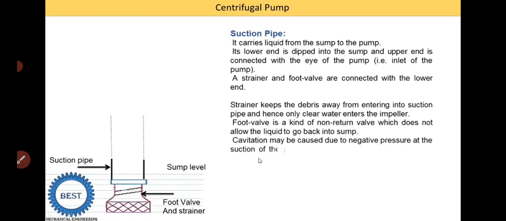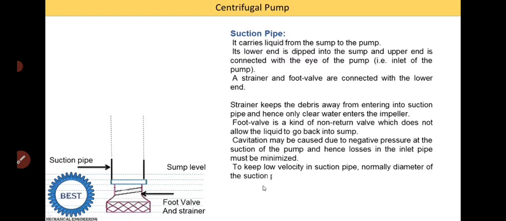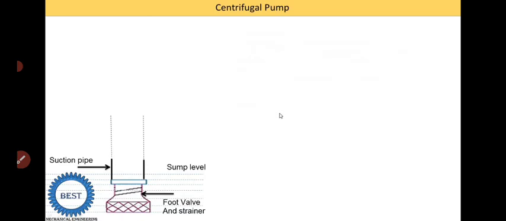Cavitations may be caused due to the negative pressures at the suction of the pump, hence losses at the inlet of the pump must be minimized. And to keep the low velocity in the suction pipe, the normal diameter of a suction pipe is kept more than the delivery pipe. Means suction pipe diameter is larger compared to the delivery pipe. Why? To maintain the low velocity in a suction pipe. So these are the introductions of a suction pipe.